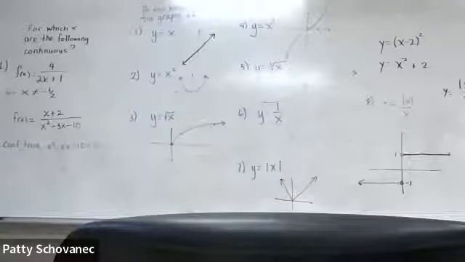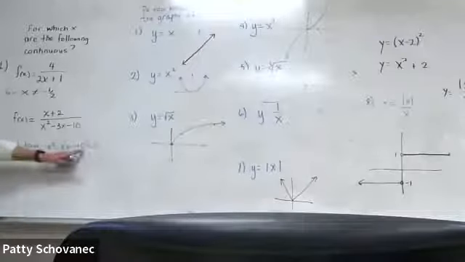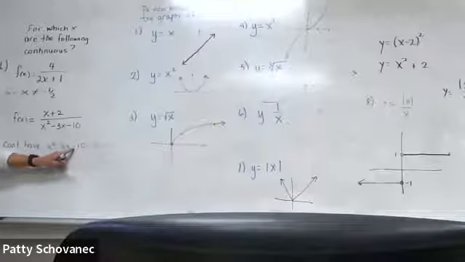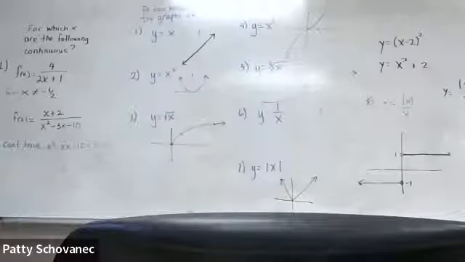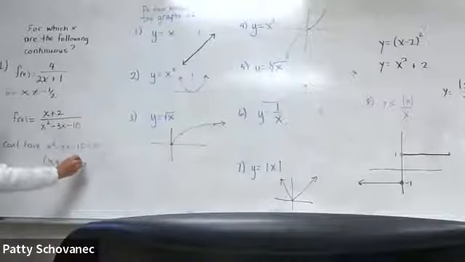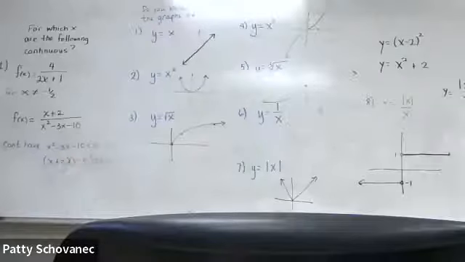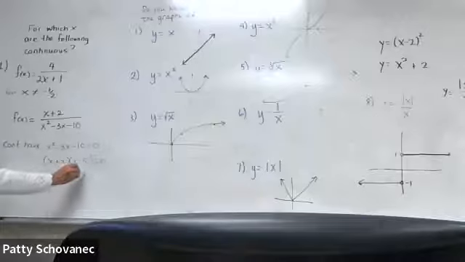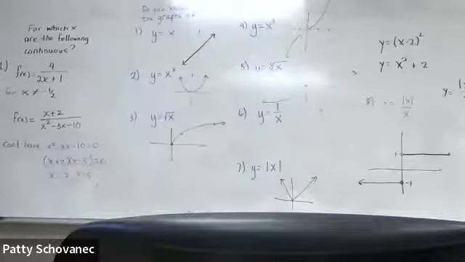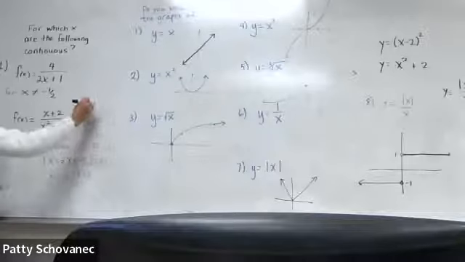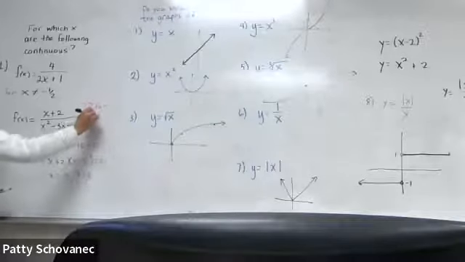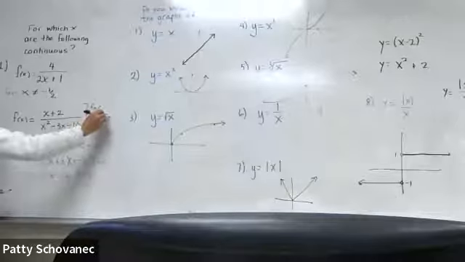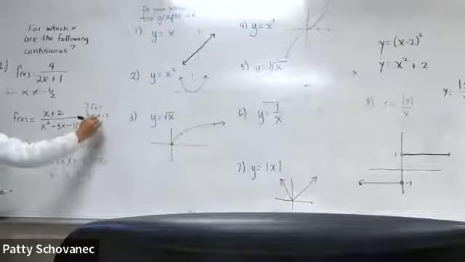Can you factor that now? Are there factors of 10, opposite in sign, that add to negative 3? 2 and negative 5. So x plus 2, x minus 5. Now set each of those factors equal to 0, and I get x is negative 2, and I get x is 5. So to answer this question, I'm going to say it's continuous for x not negative 2, and for x not 5.